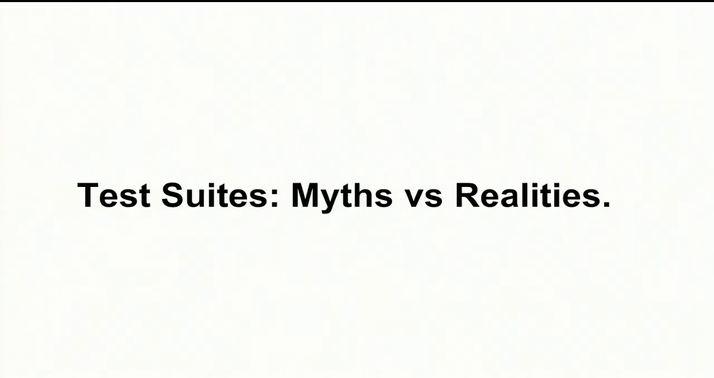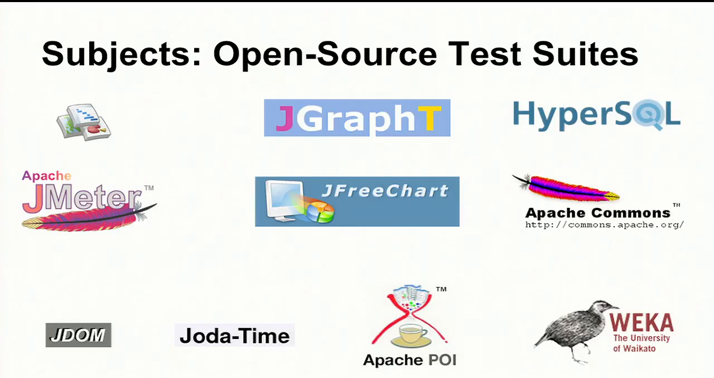So the way I thought I would structure this would be to look at test cases or test suites and myths versus realities. So what we're going to do is we're going to look at 10 open source test suites, and I'm going to tell you what I could find about these test suites based on looking at them, based on doing static analysis of them, based on doing dynamic analysis of them. So let me start by talking about the test suites that we're investigating.